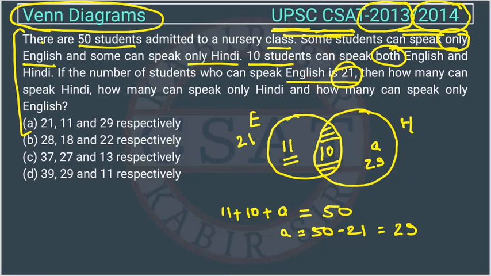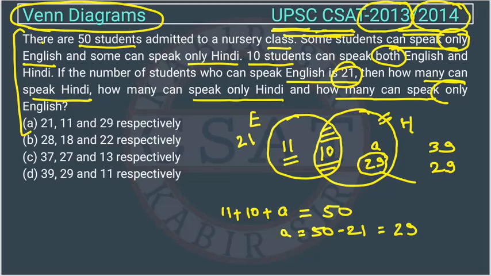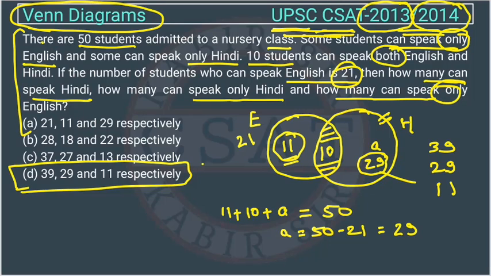Now what is the question asking? We have to find how many can speak Hindi. So this Hindi circle is 29 plus 10, so this is 39. How many can speak only Hindi? Only Hindi will be this much, so this 29 is speaking only Hindi. And how many can speak only English? Only English is 11. So the answer is option D. So this is the answer, right?